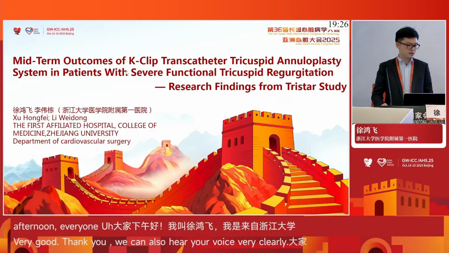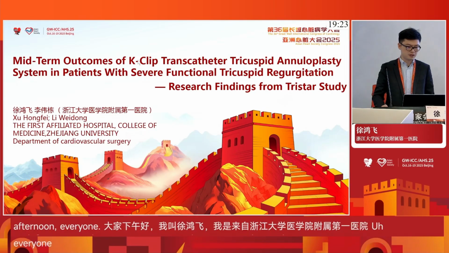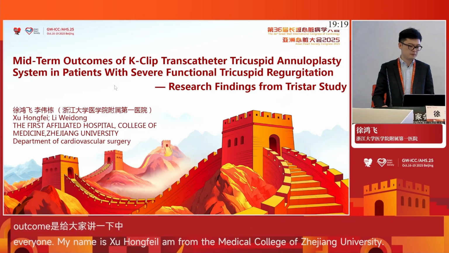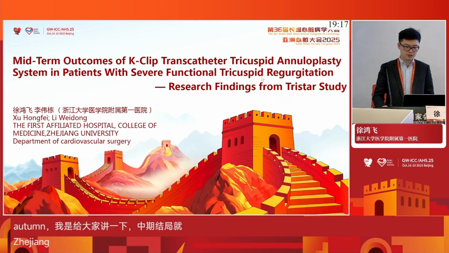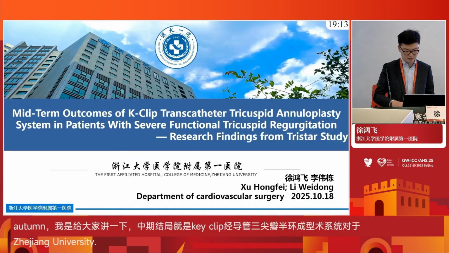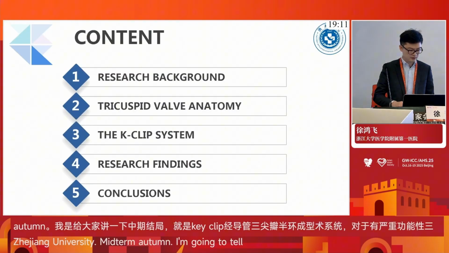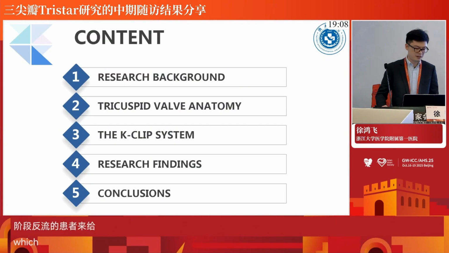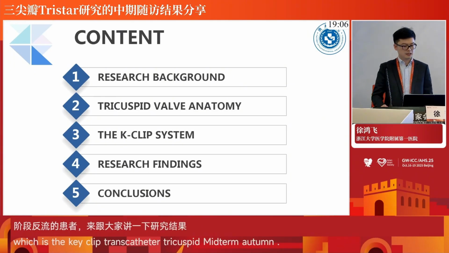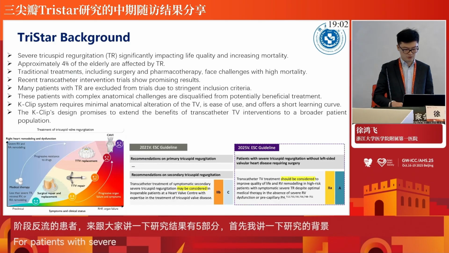Today my topic is midterm outcomes of the K-Clip transcatheter tricuspid angioplasty system in patients with severe functional tricuspid regurgitation, research findings from the Tristar study. My content includes 5 parts: background, anatomy, the system, research findings, and conclusion.